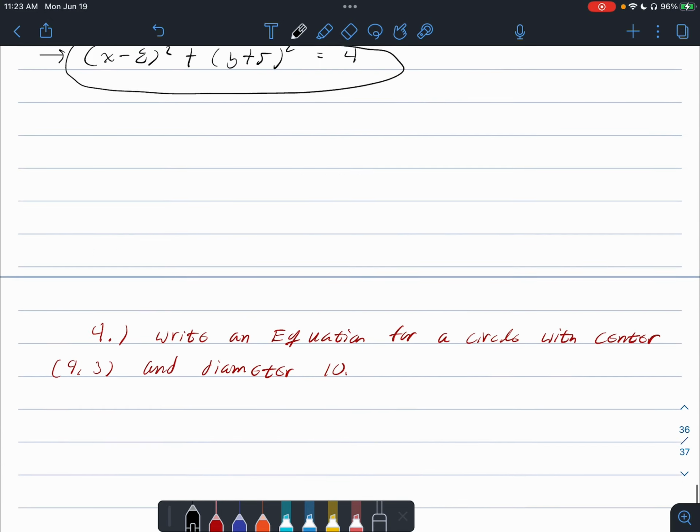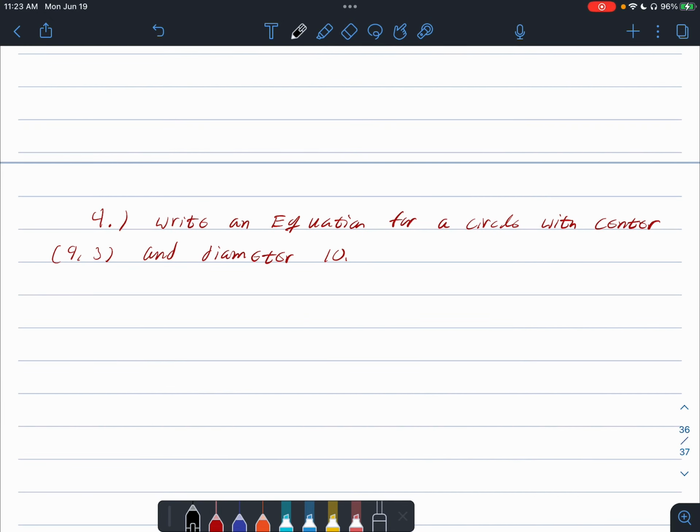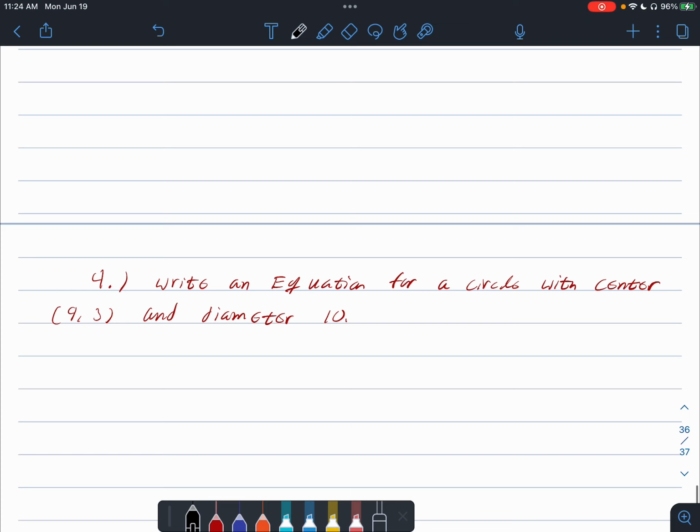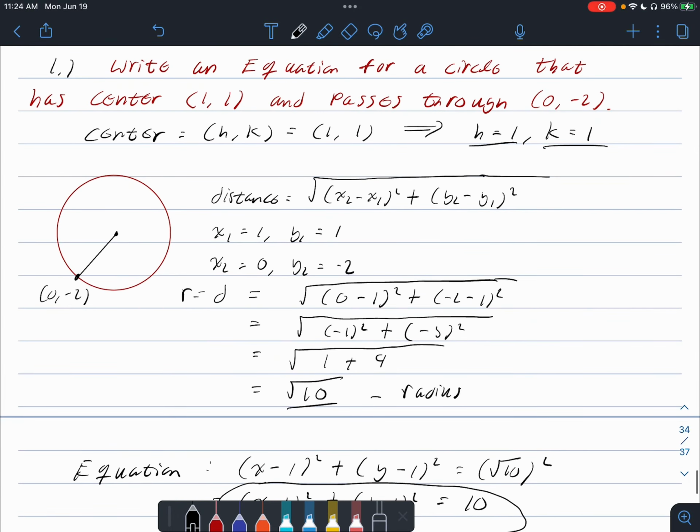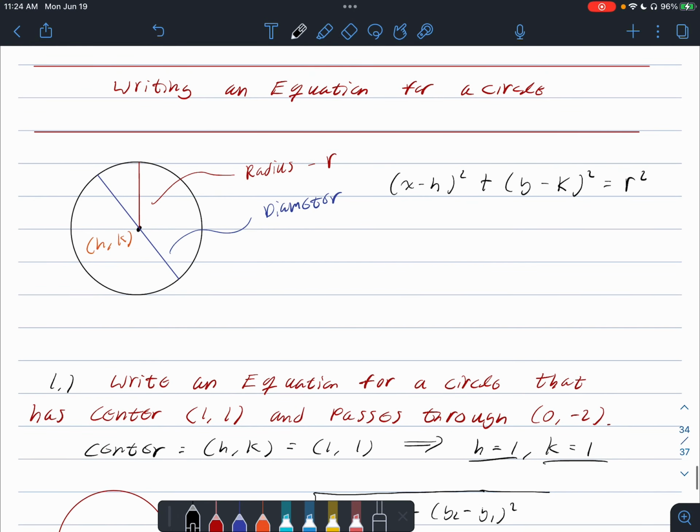Well, sometimes it's given in a slightly different form. Here we want to find the equation for a circle with center (9, 3) and diameter 10. So now we have to figure out the radius from the diameter. Let's go back up to our initial circle that we drew. Hopefully it's pretty easy to see that the radius is always half of the diameter. If you say this is the radius here, it is half of the diameter.